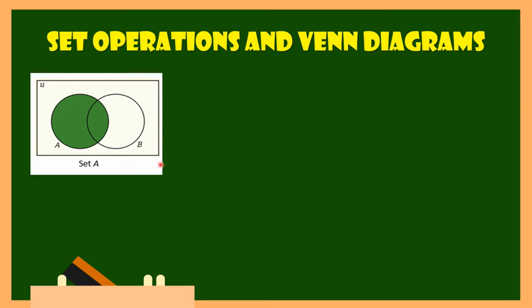Ito po ang itsura ng ating Venn diagram. It is represented by a closed figure again, which is none other than circle. As you can notice, meron tayo dalawang set, which is set A and set B. As you can notice, ang label lang natin dito sa ilalim is simply set A. So, ang may shaded region lang natin sa ating Venn diagram is only set A, which is this part.